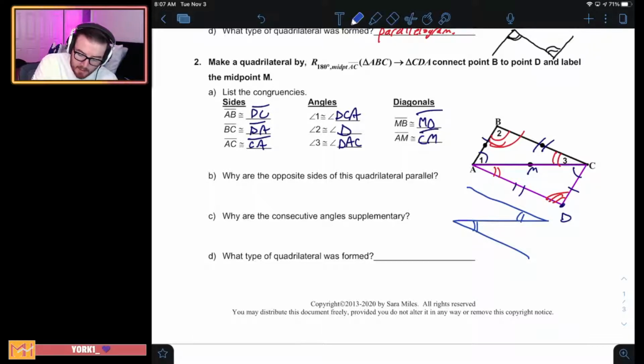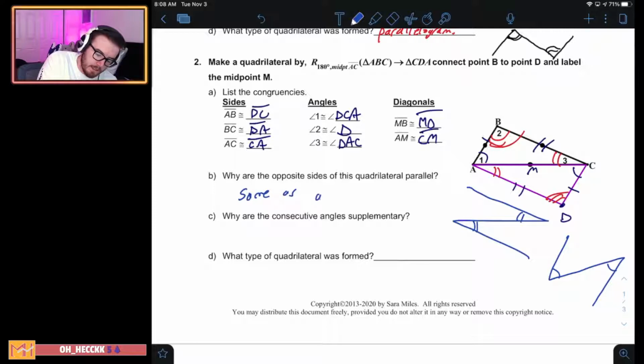Or take a look at it this way. Boom, boom, boom. Angle 1 and this angle right there. Yep, we have alternate interior angles. So, same as above. We once again have a parallelogram.